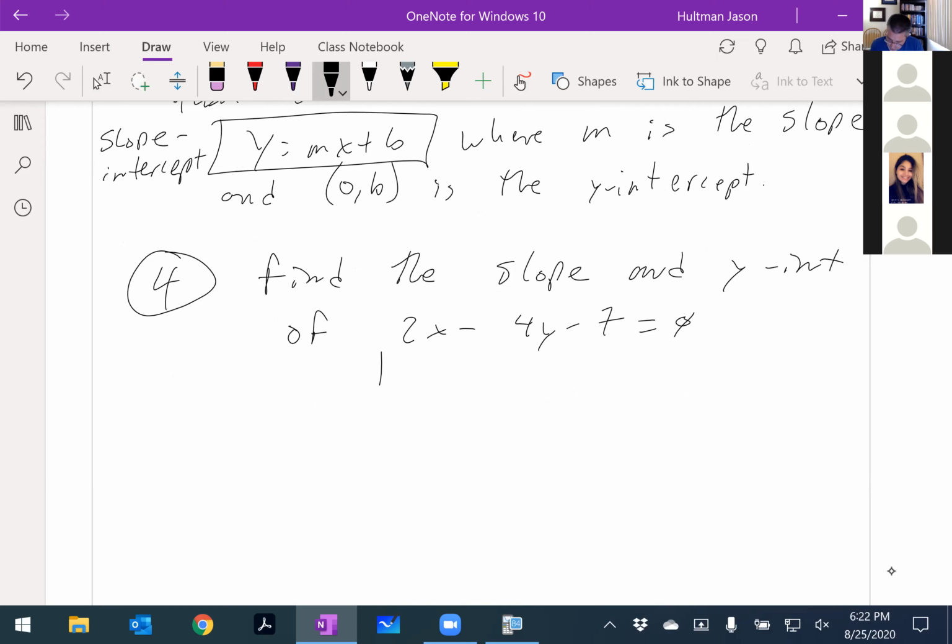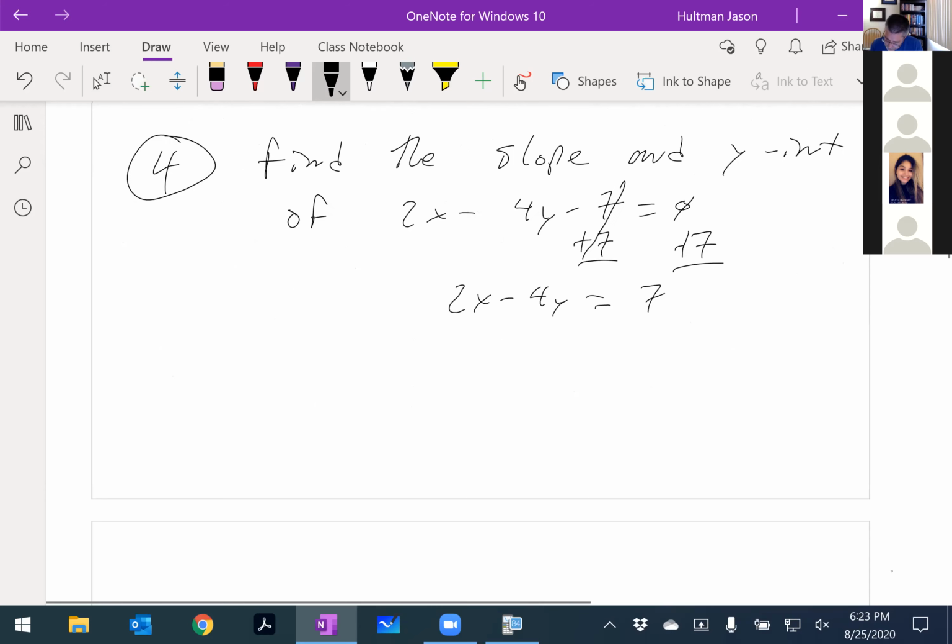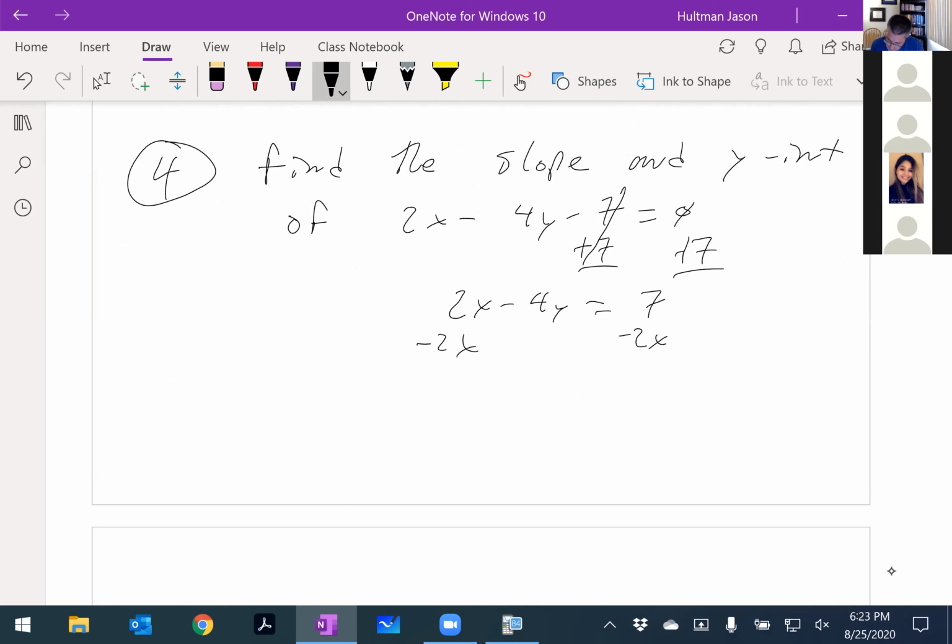The first thing I want to do is get rid of this 7. Let's move this 7 to the other side. Let's add 7. So 2x minus 4y equals 0 plus 7, which is 7. Then the next thing I want to do to solve for y is subtract off the 2x. So this becomes negative 4y equals, I could go 7 minus 2x, but I know that the x has to go first, so I'm going to go negative 2x plus 7. Write it like that.